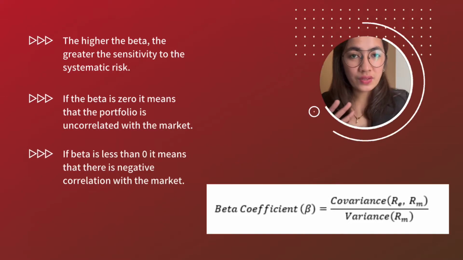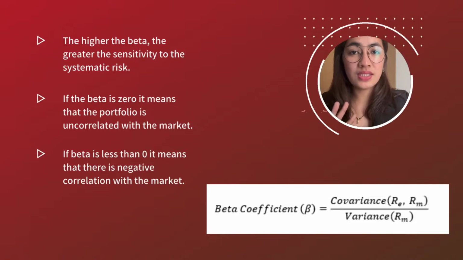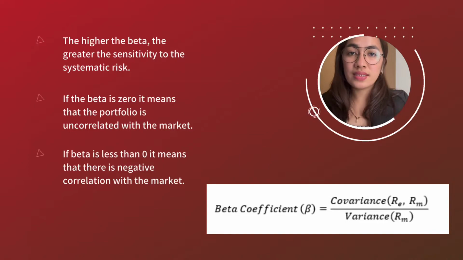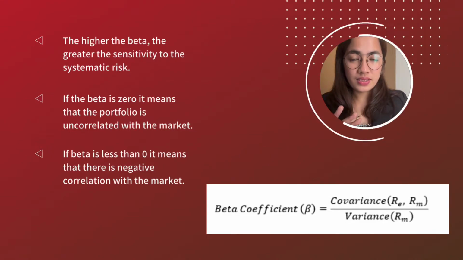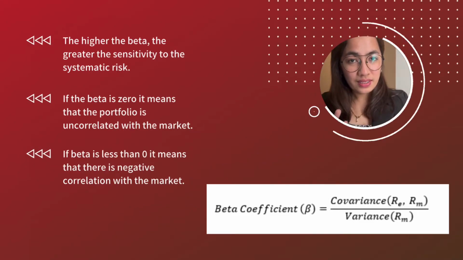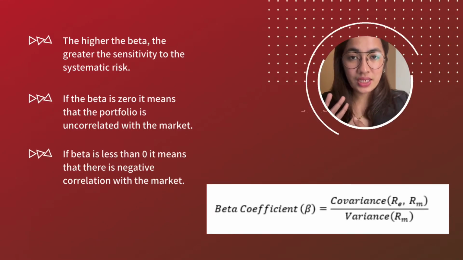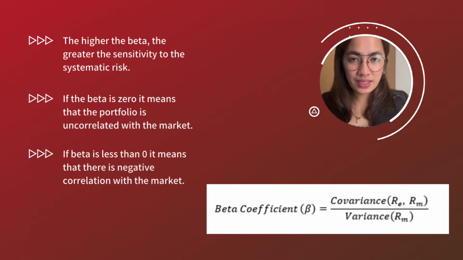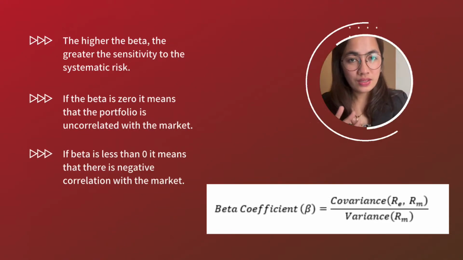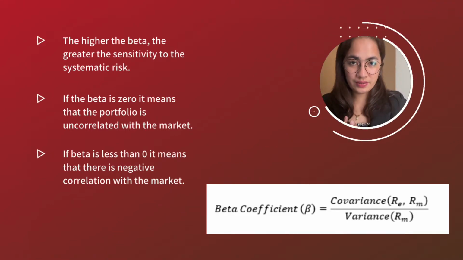If the beta is higher than 1, it means that the portfolio has greater sensitivity to the systematic risk in the market. If the beta is equal to 0, it means that the portfolio in the market is uncorrelated. If the beta is less than 0, it means it has a negative correlation in the market. The higher the beta, the higher the risk to the systematic risk. The lower the beta, the more negative the correlation in the market.